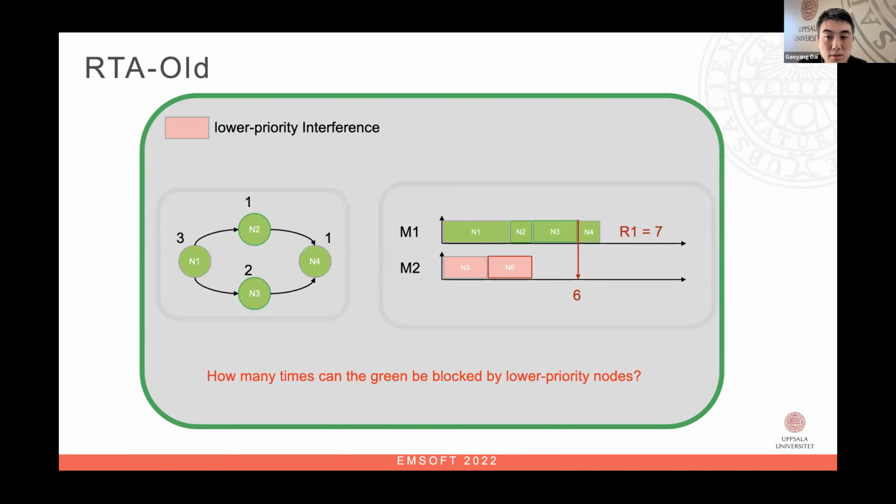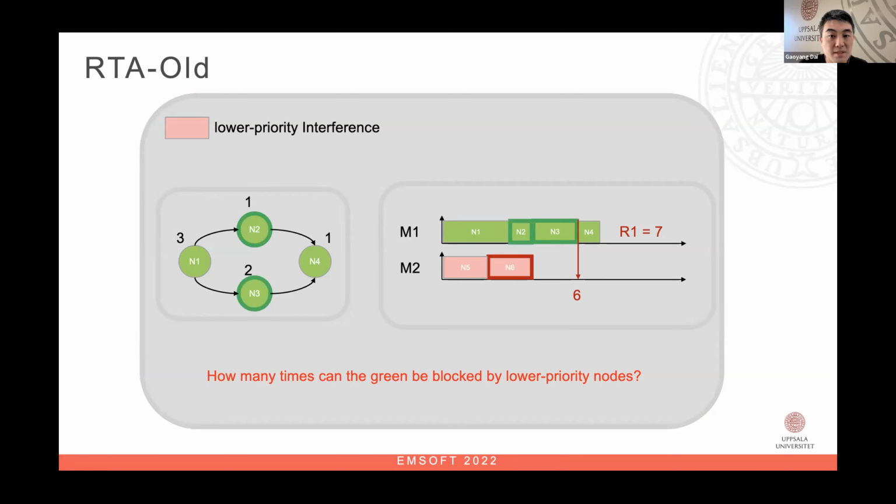So for lower priority interference, the key question is how many times the green can be blocked by the pink. Based on the old method, if we check this example, a blocking can happen when there is a branching in the green DAG, namely when it asks for additional cores, but the core is occupied by a lower priority job. Here it's N6. Or if there are higher priority tasks preempting the green task, blocking can also happen. Considering all of the possible blocking scenarios, a lower priority interference bound can be derived. This is, however, a fairly pessimistic bound.